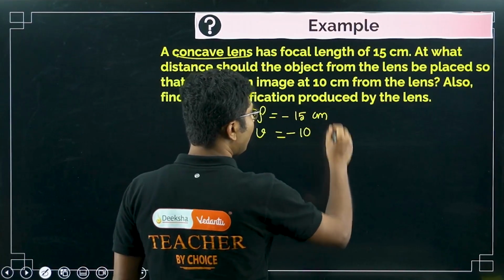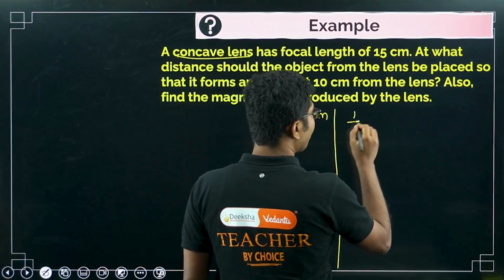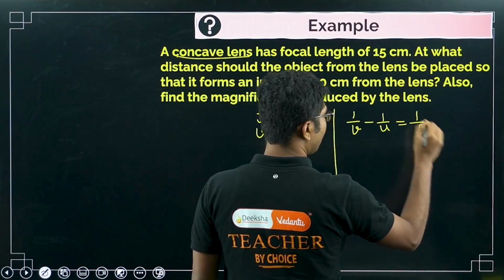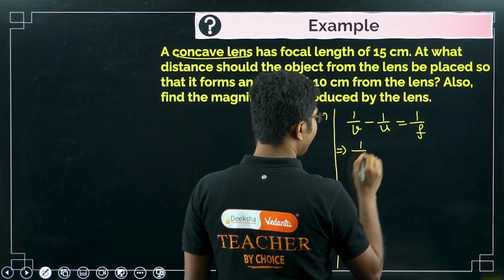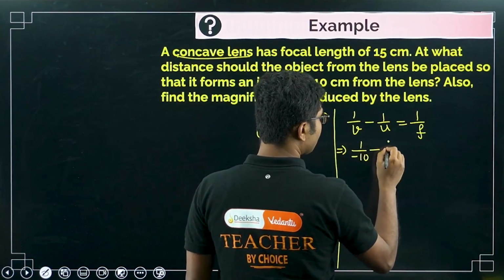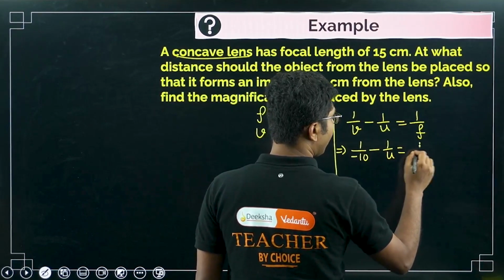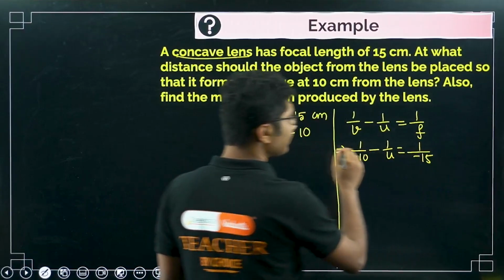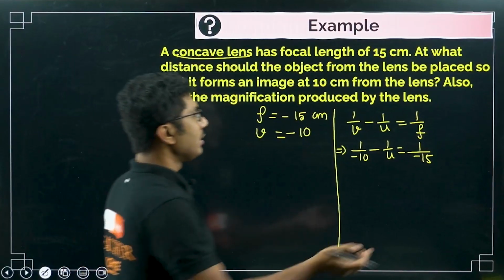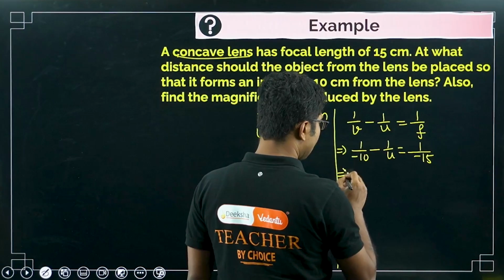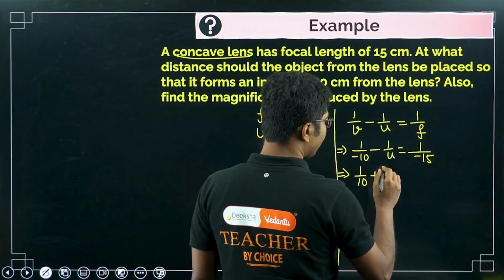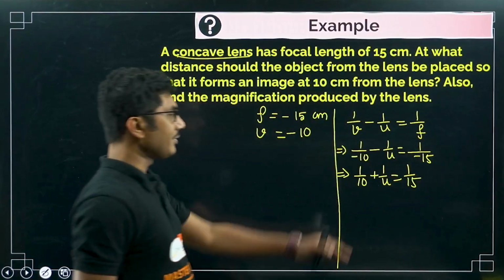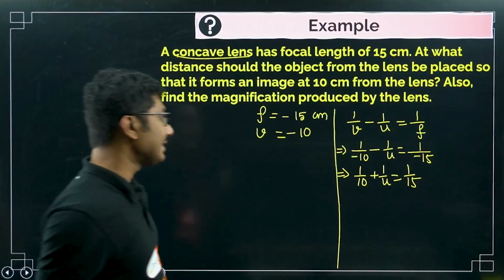So what is the formula? The formula is 1 by v minus 1 by u equals 1 by f. So 1 by v is minus 1 by 10, minus 1 by u equals 1 by minus 15. You can see that all the terms in this equation are negative, so you can take the negative common and cancel them. So you will get 1 by 10 plus 1 by u equals 1 by 15. All the negative signs are taken common and then cancelled.